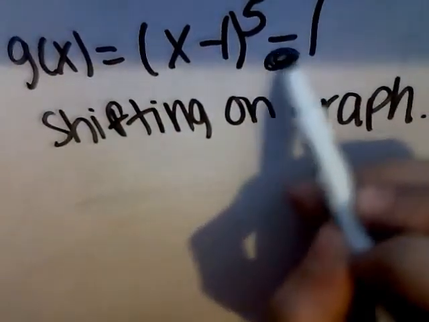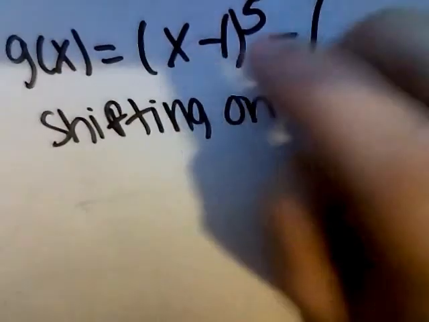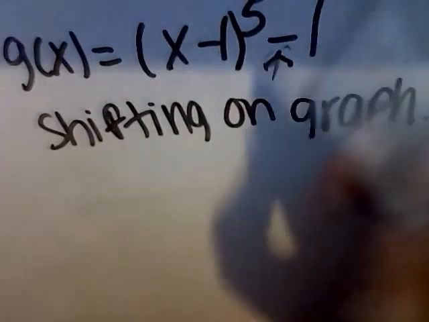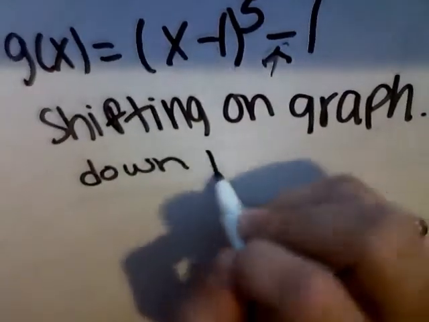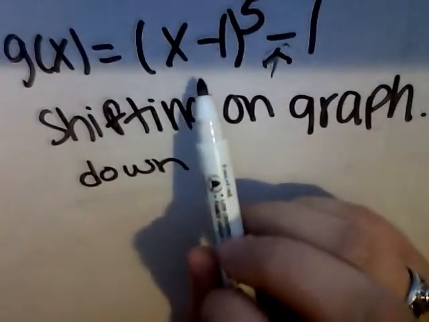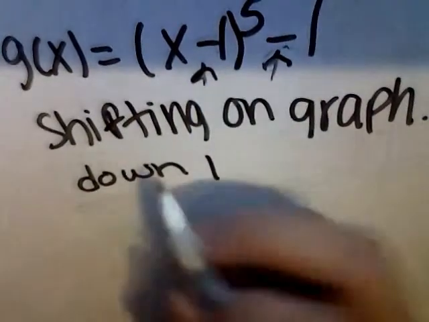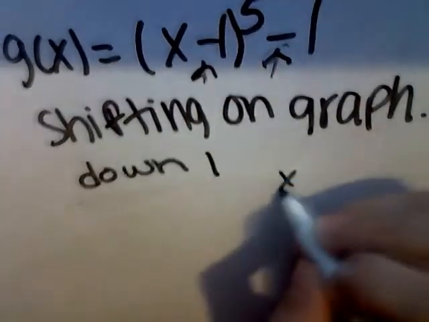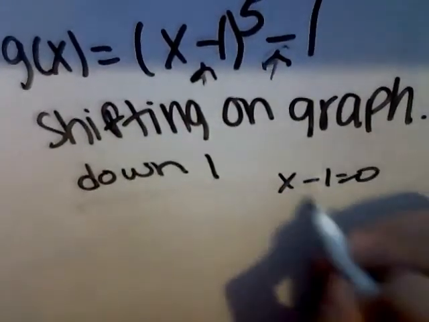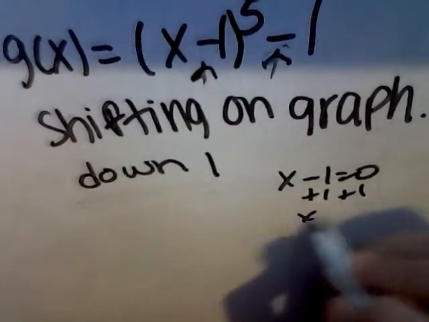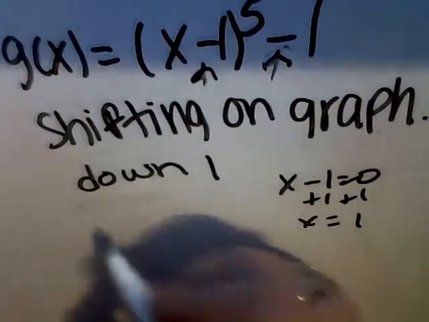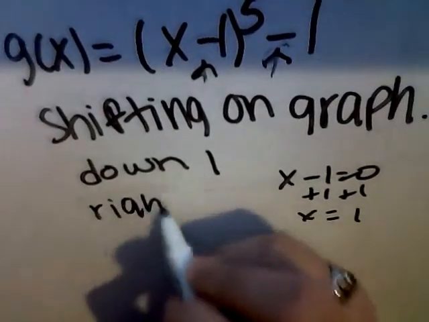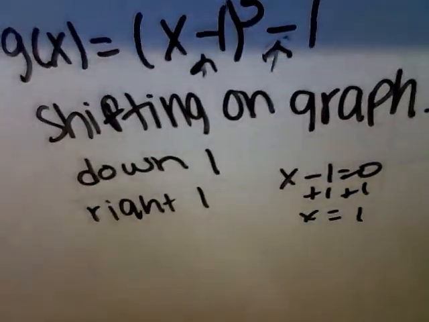Shifting on the graph because of this one right here. It's going to move down one, and with this minus one, to figure out where it goes, usually you can set it equal to 0. This is x equals +1. It's going to go right on the graph. Right one.